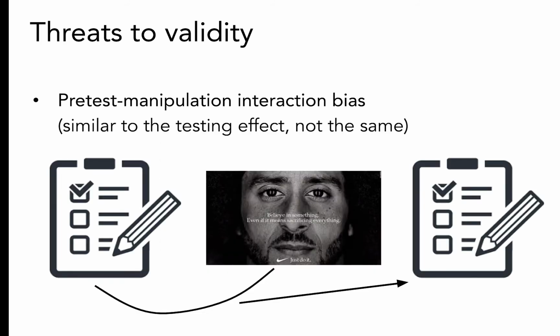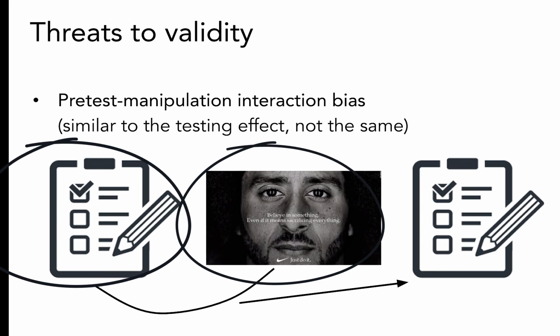Another threat to validity is the pretest manipulation interaction bias. This may sound like the testing effect, but it's not the same. So remember, with the testing effect, the idea was practice makes perfect. So a pretest can influence your performance on a post-test because you've done it before. That's the testing effect. Now, the pretest manipulation interaction bias means that there's an interesting interaction happening between your pretest and your manipulation, so the stimulus you expose people to.